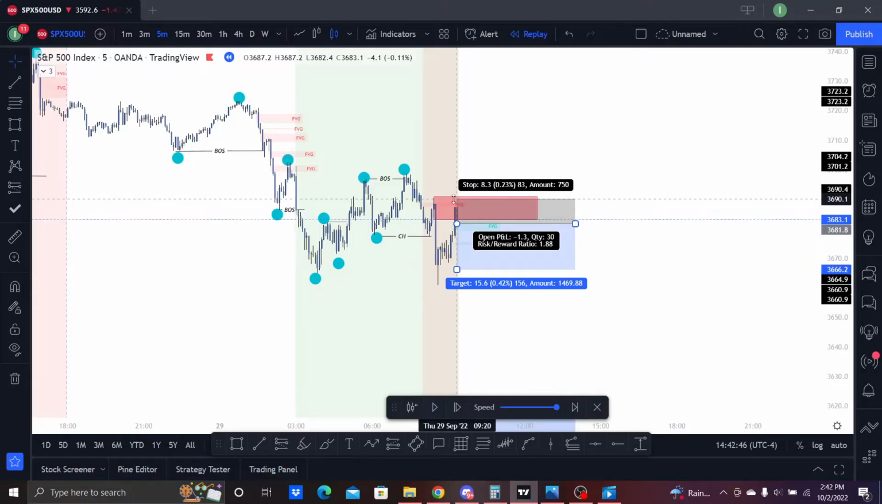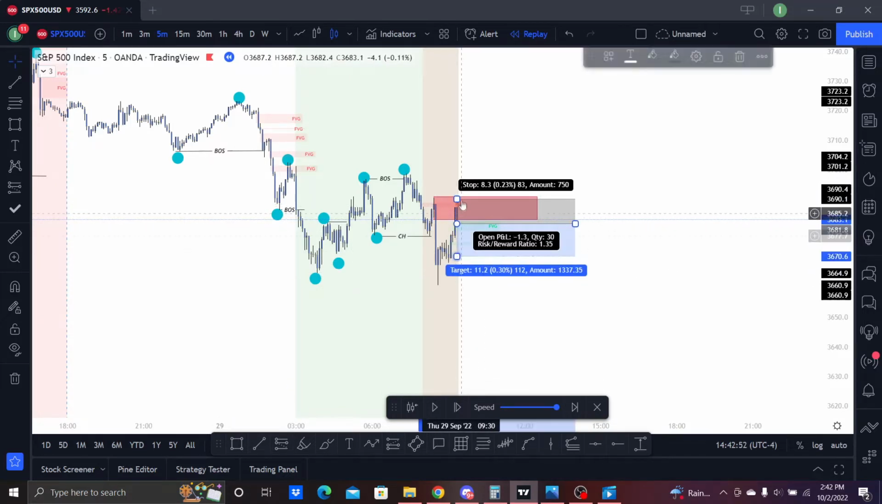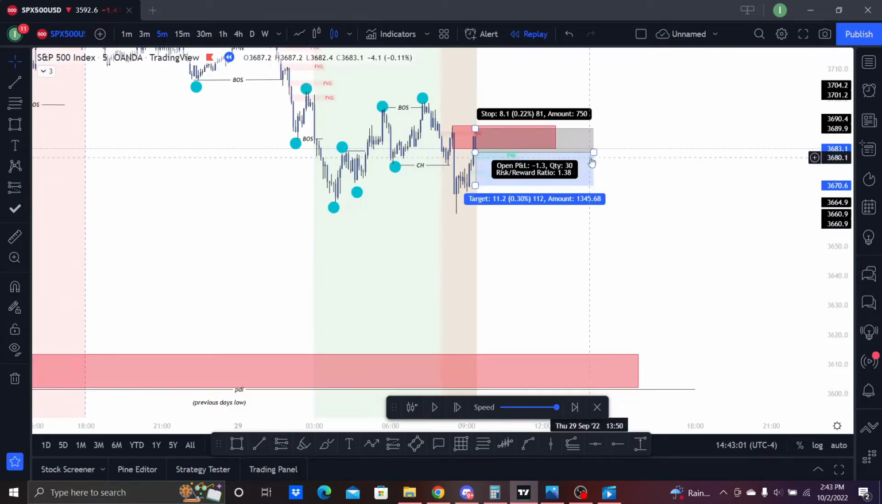I had my stop somewhere above, a little bit above this entry candle's high, just to give it some room. The safe stop would have been above here, but I just had a little bit above. I think it was around 8 pips or so. It wasn't a big stop loss at all.